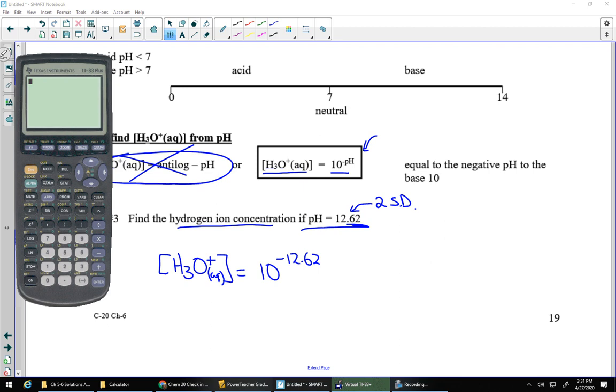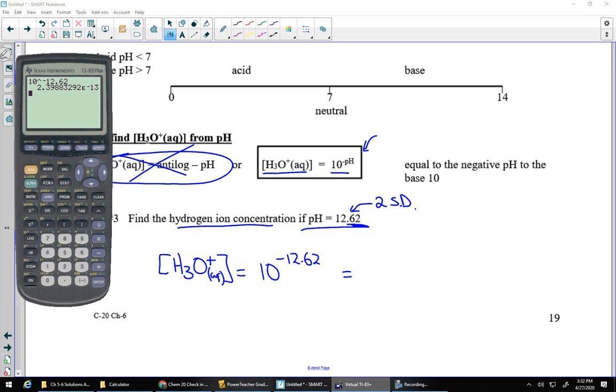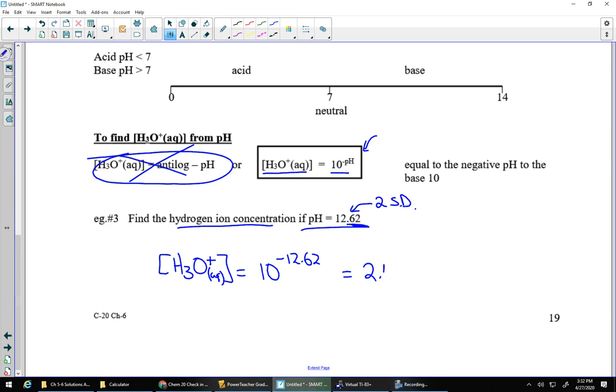I'm going to clear the calculator. So I'm going to do 10, this little hat thingy, or the upward arrow-ish looking thing, right above the dividing sign. 10 to the power of negative 12.62. I end up with 2.3988 something something something times 10 to the negative 13. Remembering I want 2 sig digs, come back here. That should be 2.4 times 10 to the power of negative 13 moles per liter.